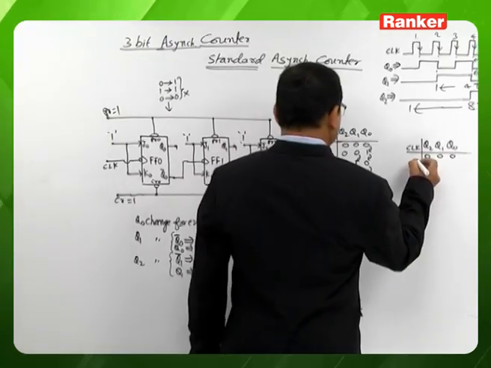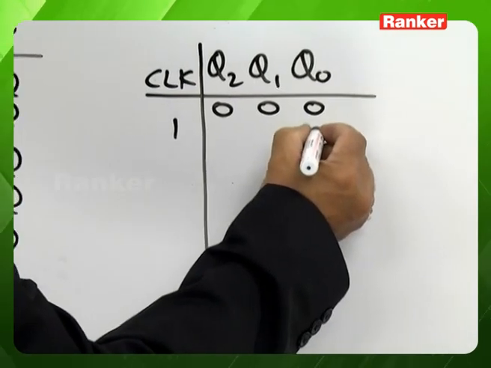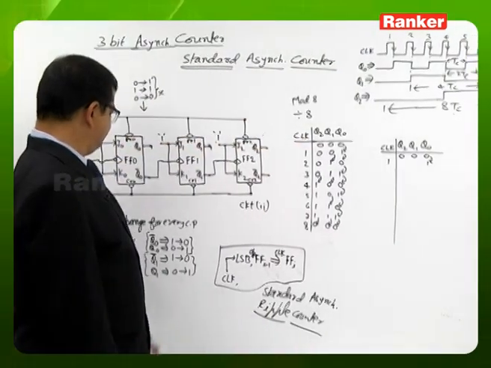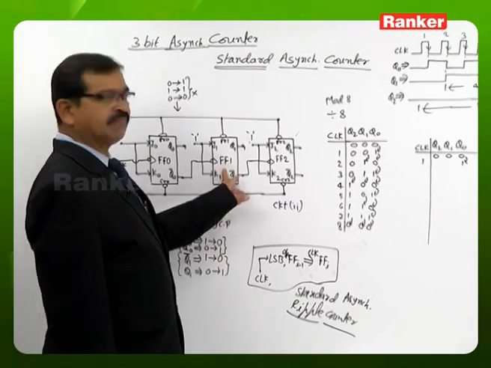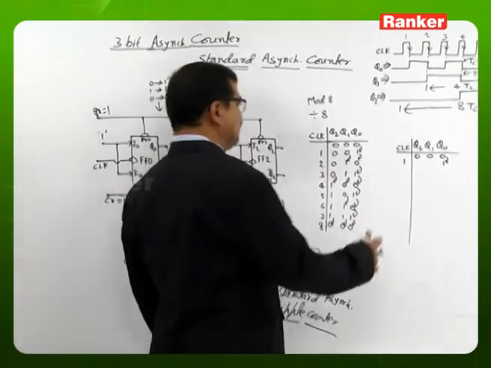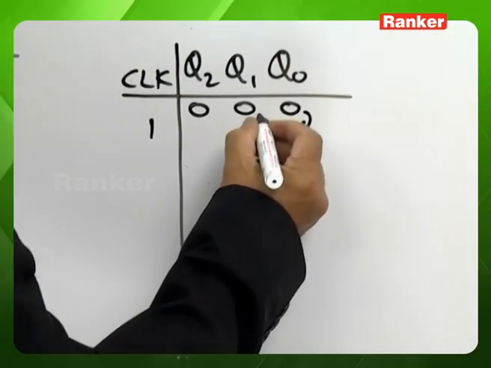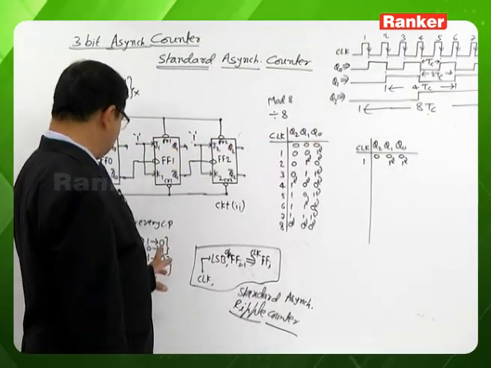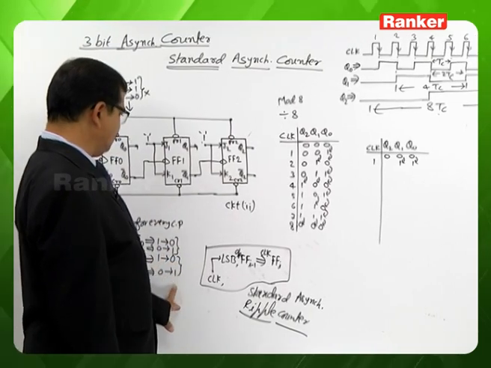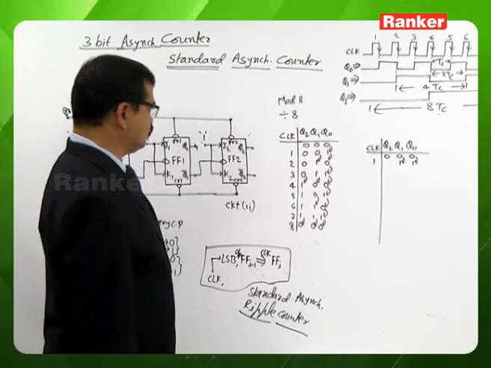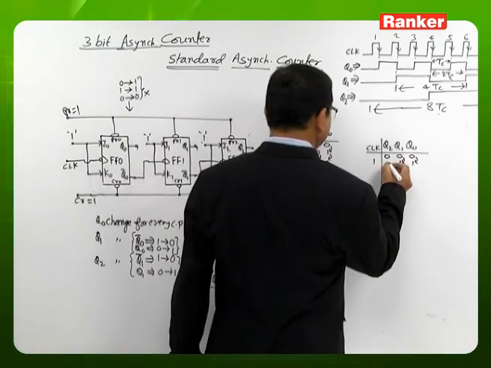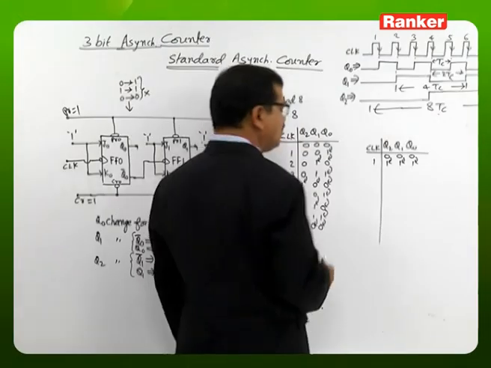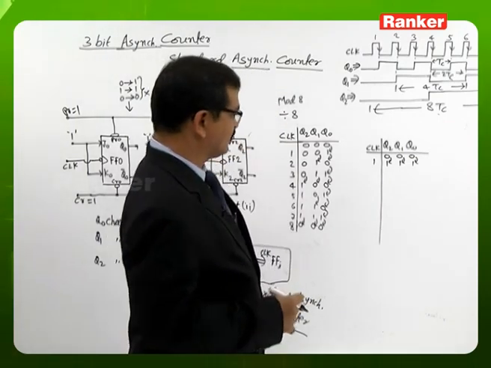While applying the first clock pulse, Q0 is changing 0 to 1. Whenever Q0 changes 0 to 1, it is a clock to flip-flop 1, so flip-flop 1 will change. When Q1 is changing 0 to 1, it is a clock to flip-flop 2, so flip-flop 2 has to change. That is the content we see in the counter after the first clock pulse.